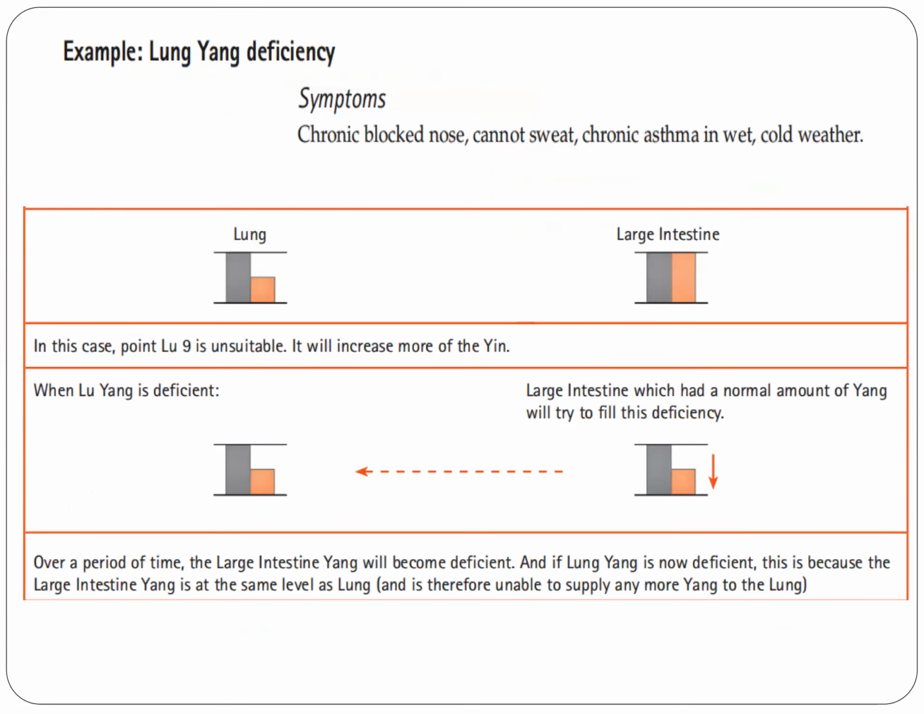Next, we have lung yang deficiency. If you have lung yang deficiency, you have a chronic runny nose, cannot sweat, and chronic asthma in wet, cold weather. In this case, lung 9 is unsuitable because if we use lung 9, it will increase more of the yin.